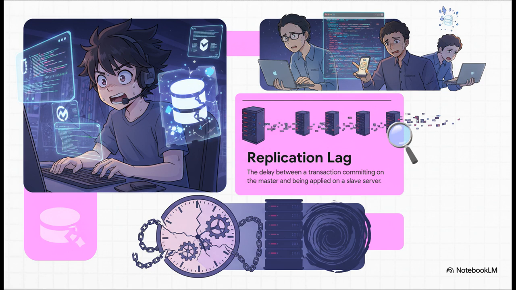What happens if the master server completely crashes before it sent its latest changes to any of the slaves? Well, that data was just gone forever. Think about what that means for a business. Lost orders, lost user info, a total loss of trust. And failover? It was this terrifying, totally manual process. We're talking late-night emergency calls and running custom scripts, just praying you could promote a slave to be the new master without losing a ton of critical data.